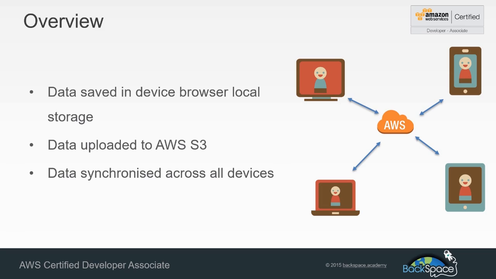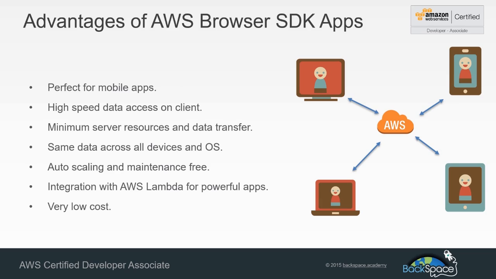What it means is that because we are using browser local storage, we're getting really high-speed access to our data. Again, this is perfect for mobile applications where you might have many thousands of users of your application, and you want to minimize your server-side costs. You also want to minimize the latency of accessing data, and you want to give the user a very good, high-speed experience where they're accessing their data on their device very quickly. So again, very high-speed data on that client.